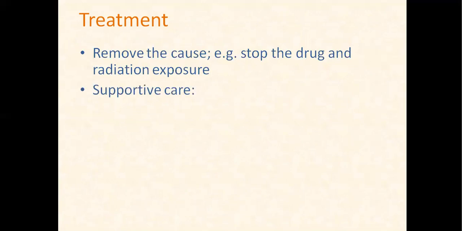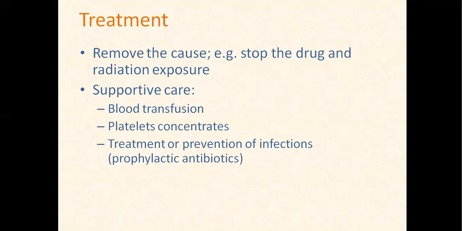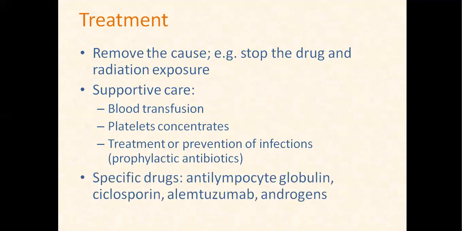The treatment: remove the cause, for example stop the drugs and radiation exposure as a secondary cause. Supportive care: for anemia, blood transfusion, for decreased platelets, platelet transfusion, and treatment or prevention of infection, like use of prophylactic antibiotics. Specific drugs include anti-lymphocytic globulin, cyclosporine, and androgens, which can be used. Stem cell transplantation.